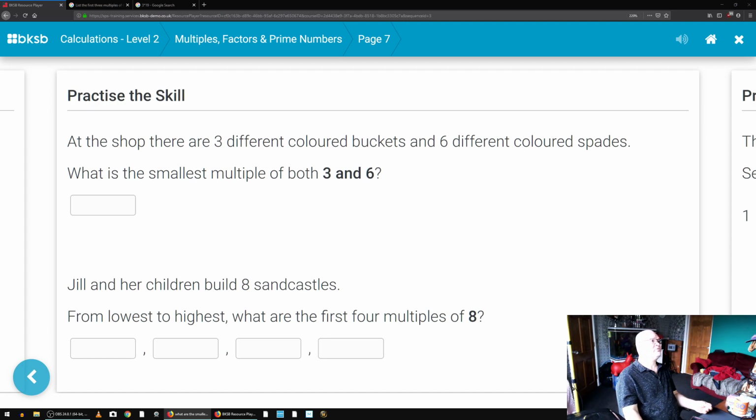What are the smallest multiples? Multiples of 3 is 0, 12, 24. Multiples of 4 is 0, 12, 24. So it's the least common multiple. So it's 6. So 1 times 6 and 2 times 3. Shall we try that?